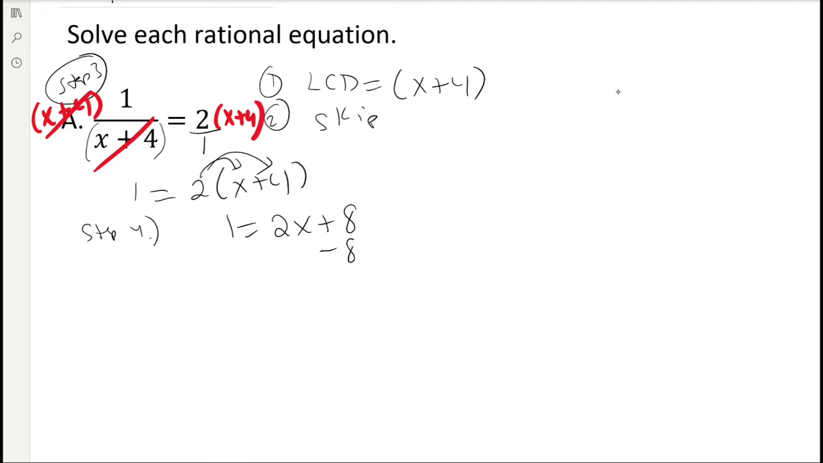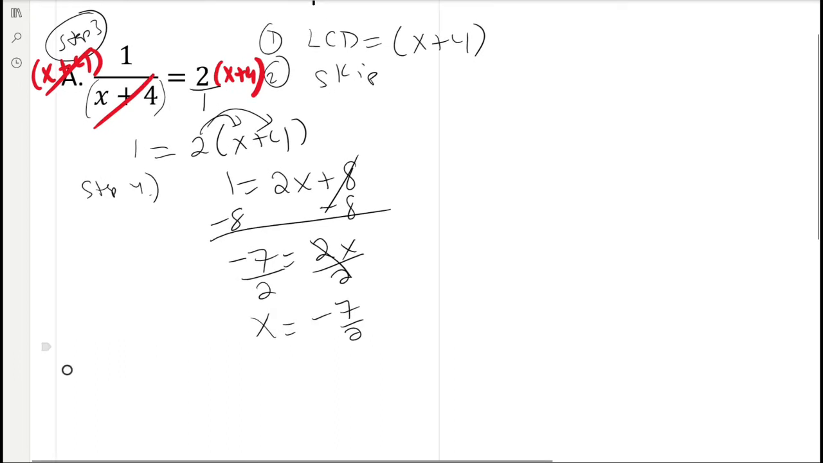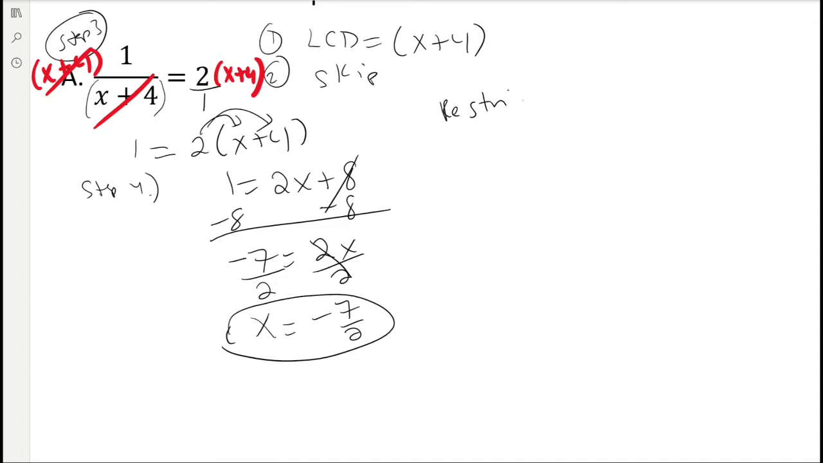So we're going to subtract 8 on both sides. We get negative 7 equals 2x. We're going to divide both sides by 2. We get x equals negative 7 over 2, which is negative 3.5. But we can leave it as a fraction. We don't have to do anything to it. And that's our answer. Now, we'll have to figure out restrictions to our domain. So let's show you how to do that. This is step 5.